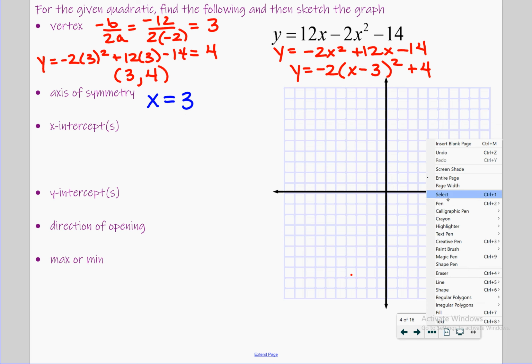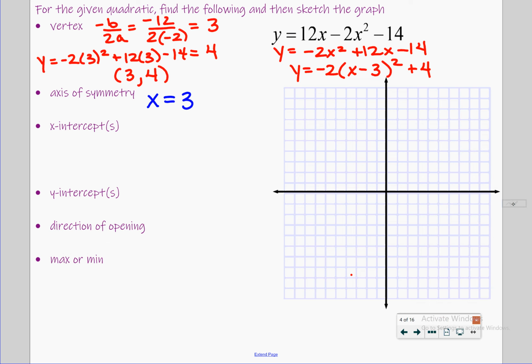X-intercepts are easy to find if you've got it in that standard form. So 0 equals negative 2 times (x minus 3) squared plus 4. It's easy to find in this form because I don't have to use the quadratic formula. There's just a single x. I'm going to get it alone, so I'm going to start moving things to the other side. Subtract 4. Then divide by negative 2, so that's 2 equals (x minus 3) squared.